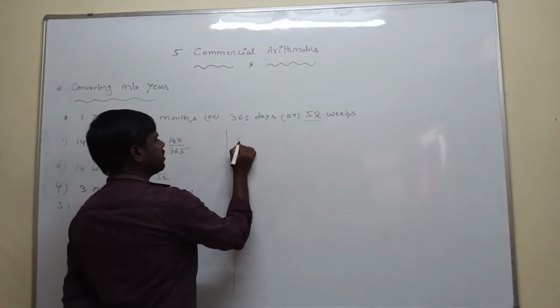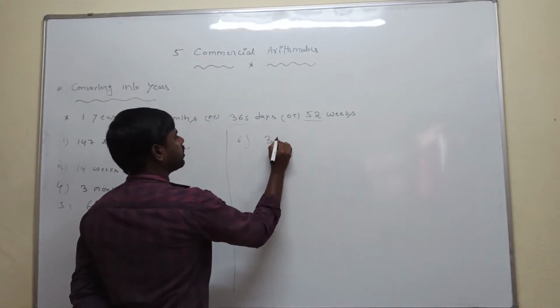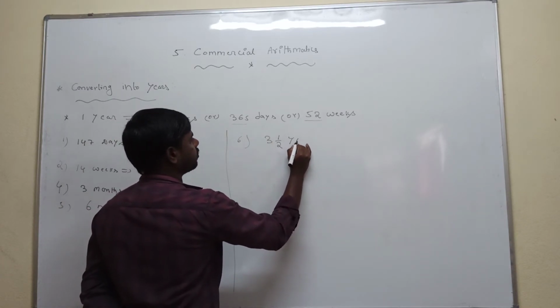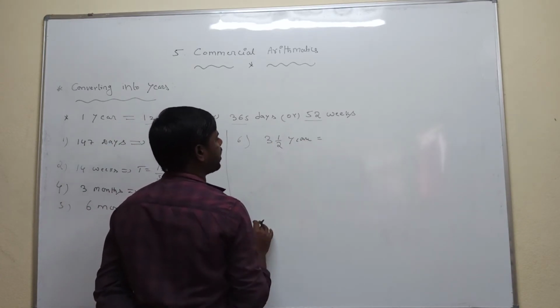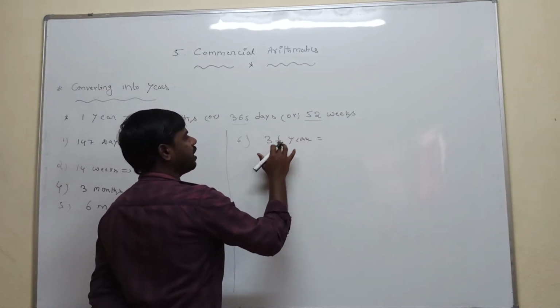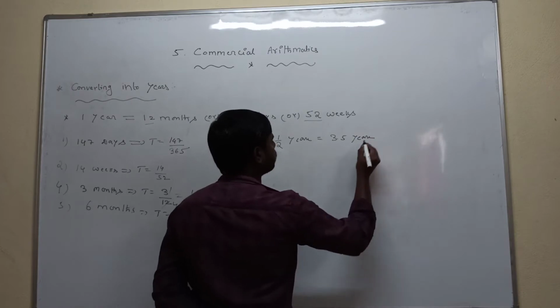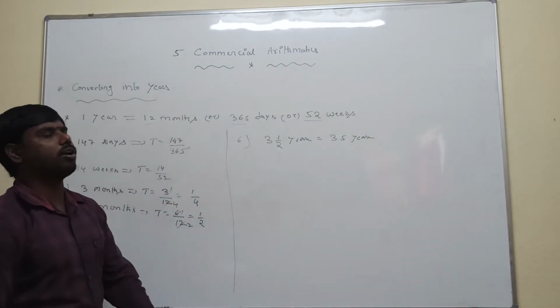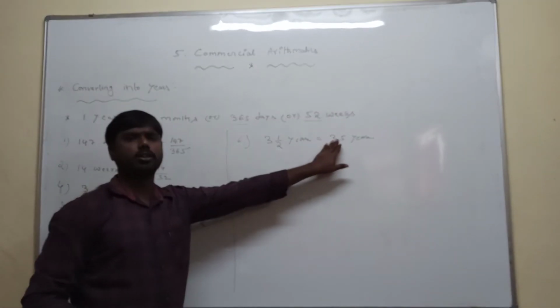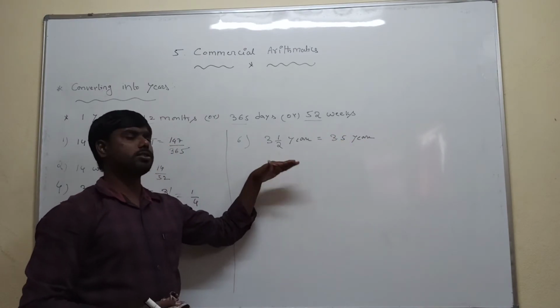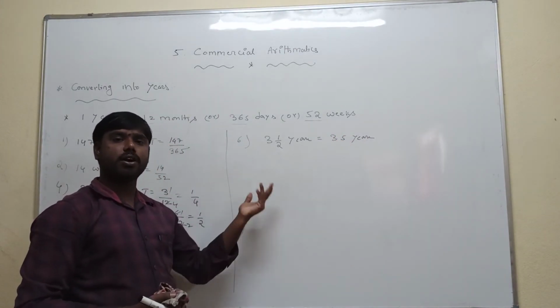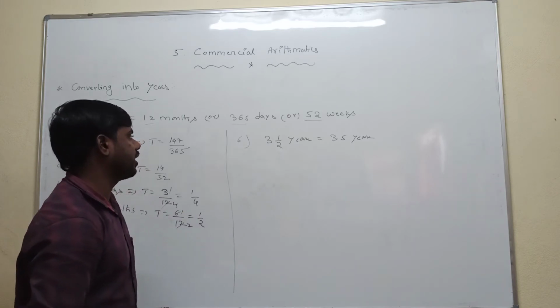Next one is 3.5 years. 3.5 years means nothing but 3.5, right? 6.5 years means 6.5, 7.5 years means 7.5, like that.